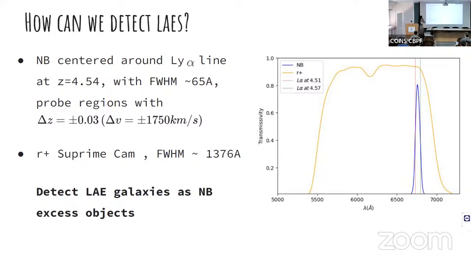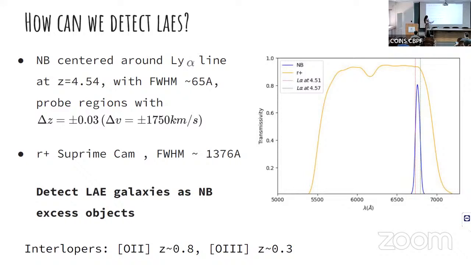For the wideband, we use the AirPlus Supreme Cam. So as I told you, Lyman alpha emitters can be detected as narrowband excess objects, in the sense that they are brighter in the narrowband than in the wideband. But we also can measure interlopers at low redshifts, like the O2 emitters at redshift 0.8 or O3 emitters at redshift 0.3.